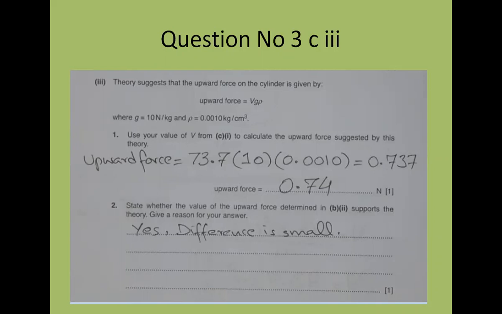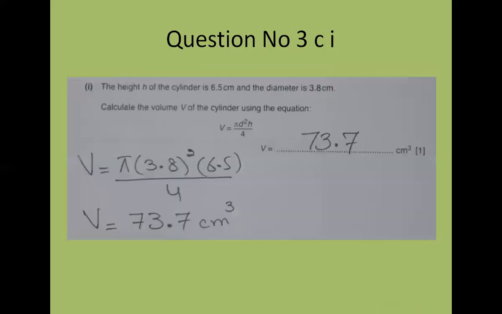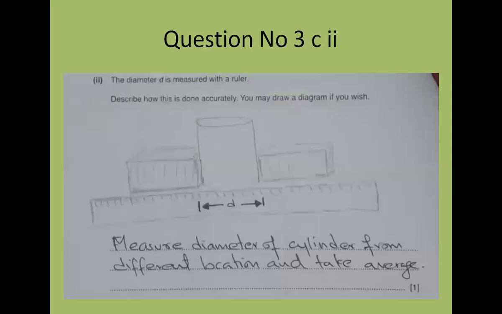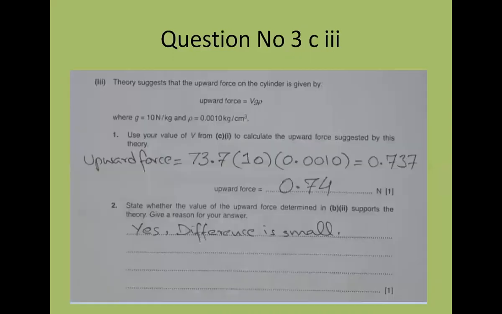State whether the value of the upward force determined in the B second part supports the theory. Give a reason for your answer. The B second part was 0.7 Newton, and according to this formula, the value is 0.74 Newton. Yes, the difference is very small. The difference between the actual value and the theoretical value is very small.